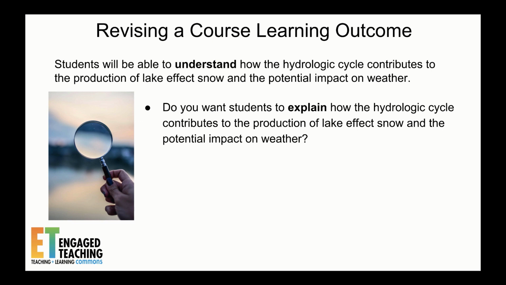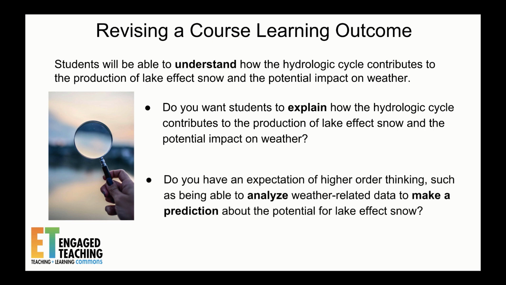Do you want students to explain how the hydrologic cycle contributes to the production of lake effect snow and the potential impact on weather? Or do you have an expectation of higher order thinking, such as being able to analyze weather-related data to actually make a prediction about the potential for lake effect snow?